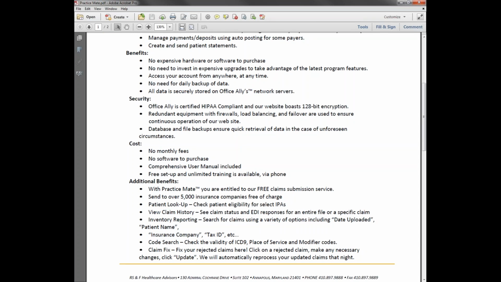With PracticeMate, you are entitled to a free claim submission service, which allows you to send claims to over 5,000 insurance companies free of charge. This system also allows you to look up patients, check patient eligibility, view claim history, reporting, inventory, and searching codes to check the validity of ICD-10, place of service, and the modifier codes.